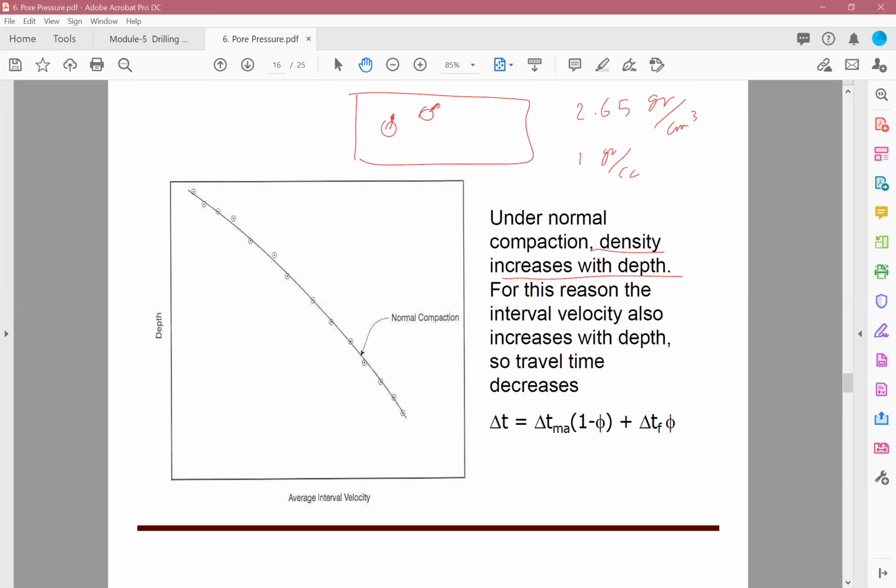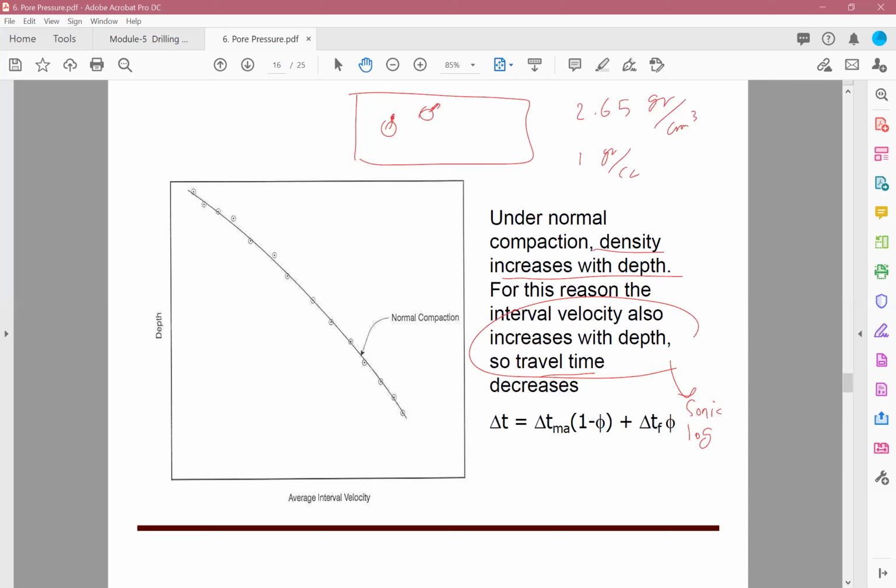So the higher the density, the faster those acoustic waves will travel through the rock, and on the other hand, you will have less travel time. Travel time, this is about the sonic logs. A sonic log sends an acoustic wave into the formation and measures the velocity of those waves, okay?